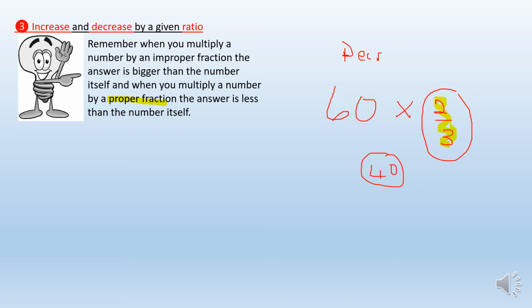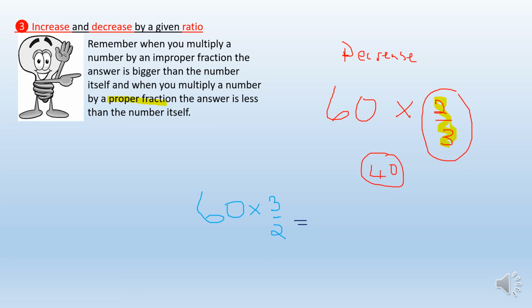All right, so what about when you increase? Suppose I take the same 60 and I was to increase it. That fraction has to be turned around then. So you will be saying 60 times 3 over 2. And when you get 60 times 3 over 2, obviously that is going to give you a bigger number than that.